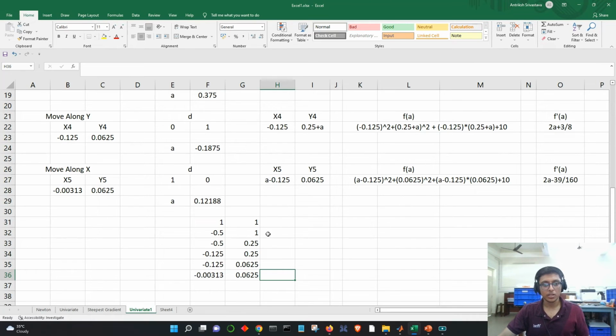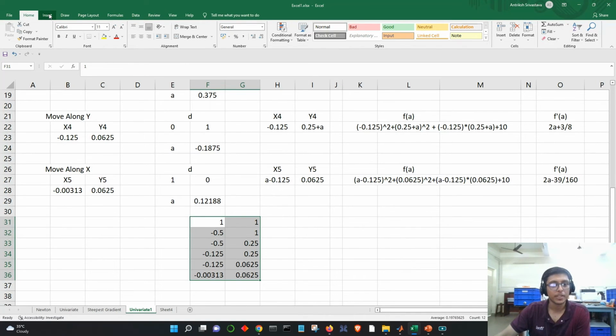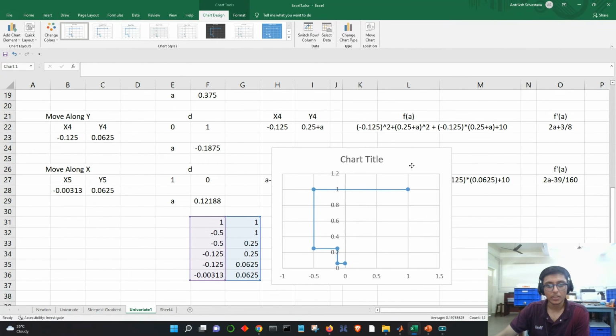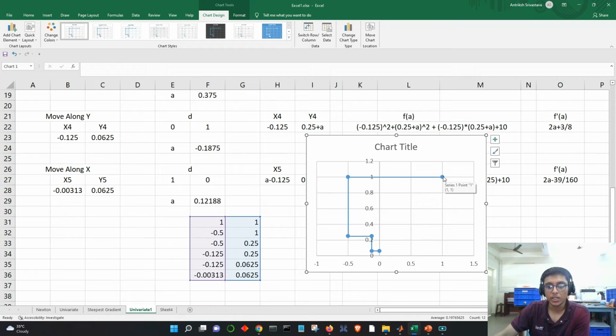Now we will plot these particular values and see how nicely it has gone step by step. One more interesting thing I will tell you. You can see that we started from 1, 1, and then we moved to minus 0.5, 1, and it is going step by step and coming close to 0. If you do some more iterations, it will take a little more steps, and eventually it is going to come near to 0. So this is something I wanted to show.